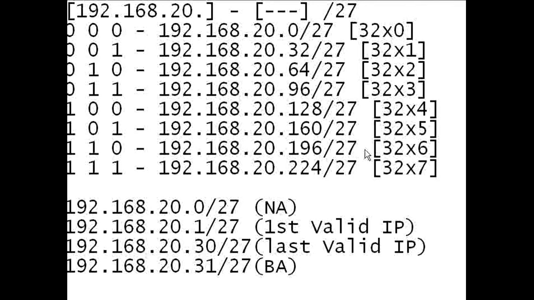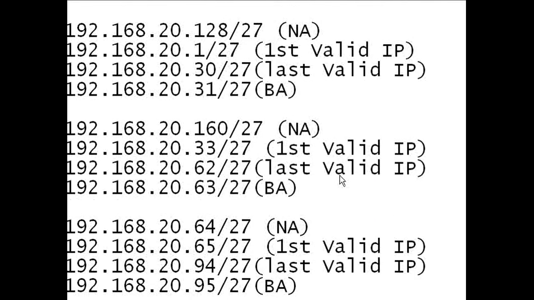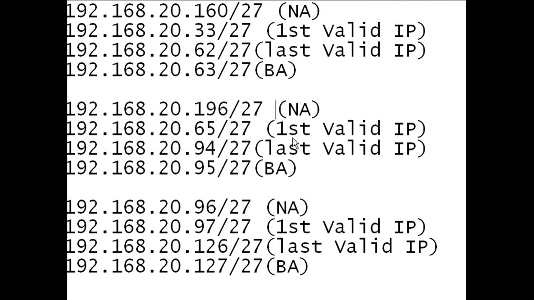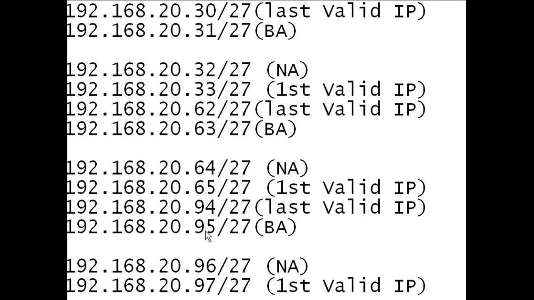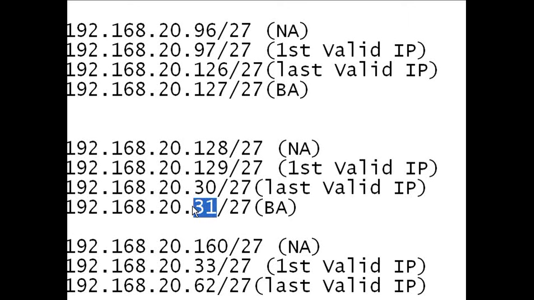After this is 96, so it is 128. So first is 129. This is 159. In all the calculation, I am not touching upon the first 24 bits, because whatever initially in class C network, the initial network address will be fixed. So this is how I am calculating network address, first IP, last valid IP, broadcast address.